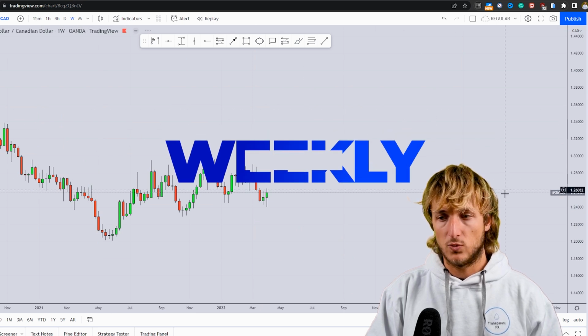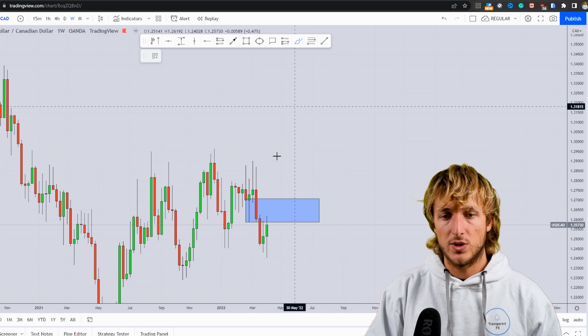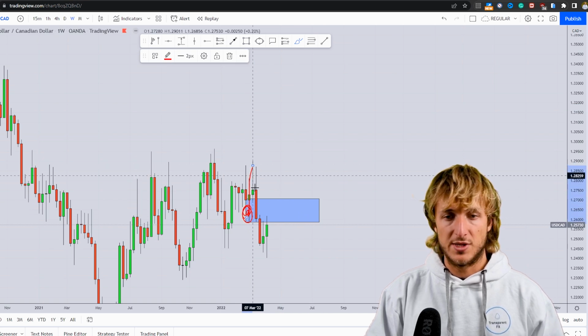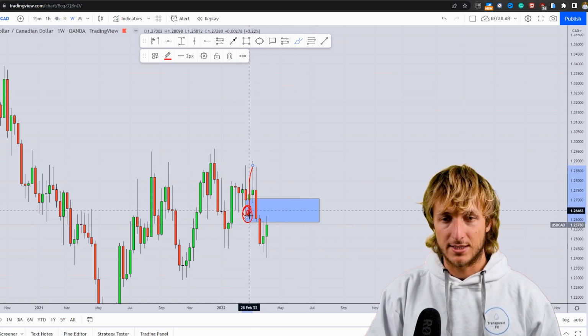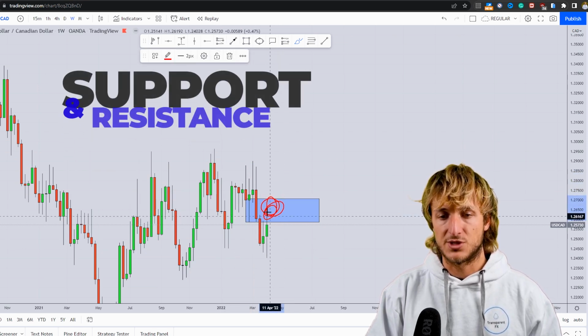Going down on the weekly, what do we see? Now here on the weekly, we can see how we are currently testing previous weekly support, which is basically this move to the upside here, the wick that started this move to the upside, which now that the market has broken it to the downside has turned into resistance here.